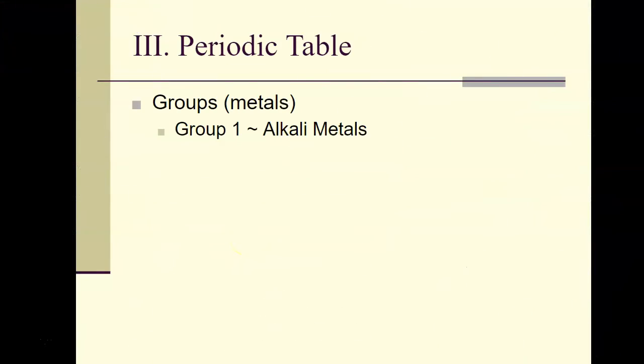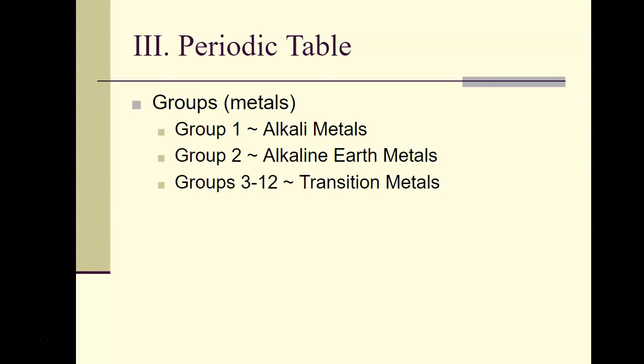Okay, within our metals, we have 3 named groups that we have to be aware of. Group 1 are our alkali metal family. Group 2 is our alkaline earth metal family. And groups 3 through 12 are our transition metals.